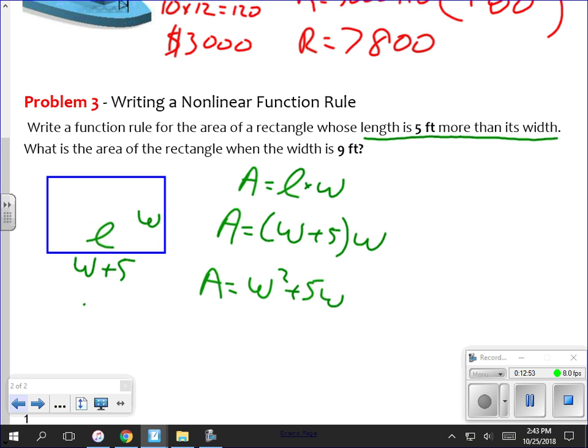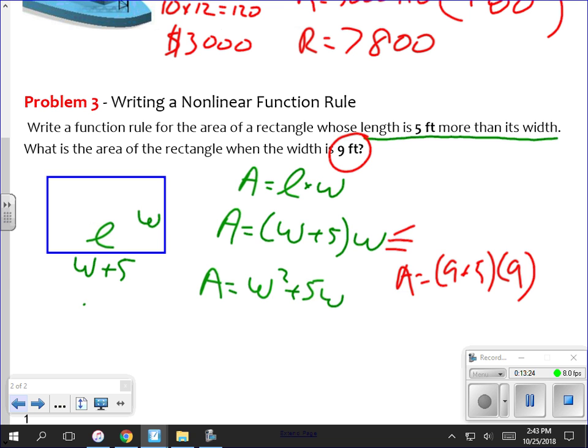There were 2 parts to this problem. What's the other thing you want me to do? What is the area when the width is 9? So I just take my formula here and put in 9 for W. So my area equals 9 plus 5 times 9.